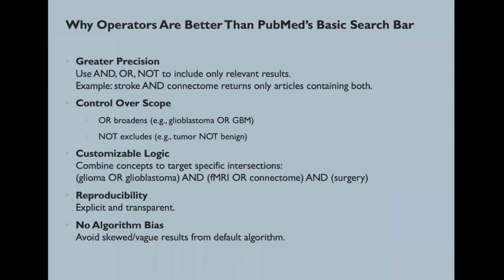All right. So why is this precise way of searching better than searching just the same way you would on Google, as in a sentence or a string of words? The reason that using this precise method with Boolean operators is better than just a basic search is because it allows for greater precision. It allows you to include or exclude relevant terms.